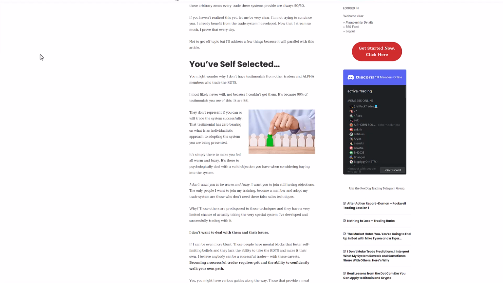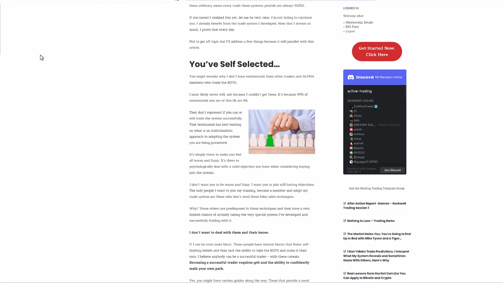It's there to psychologically deal with a valid objection you have when considering buying into a system. I don't want you to be warm and fuzzy. I want you to still join having objections. The only people I want to join and become alphas and become a member and adopt my trade system are those that don't need these false sales techniques. Why? Those others are predisposed to those techniques, and they have very limited chance of actually taking a very special system that I've developed and successfully trading with it.